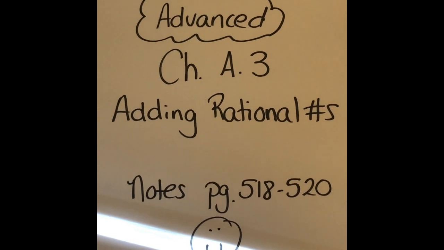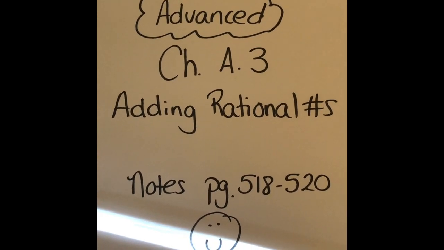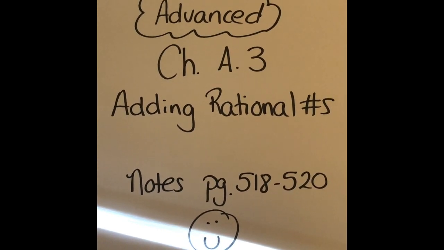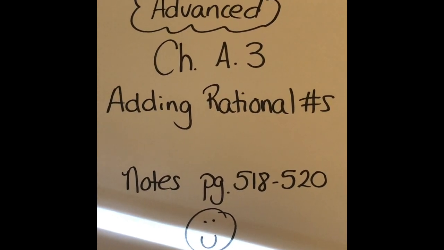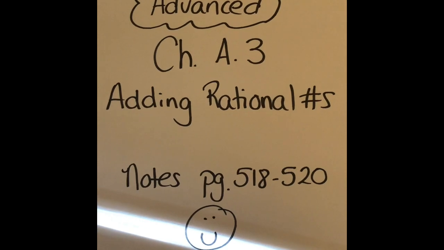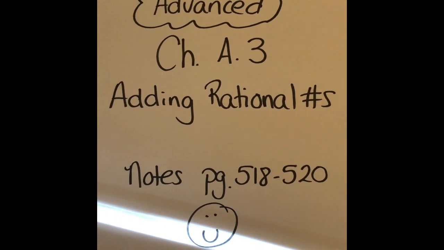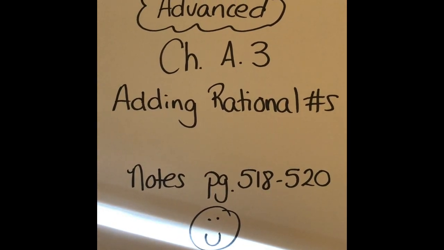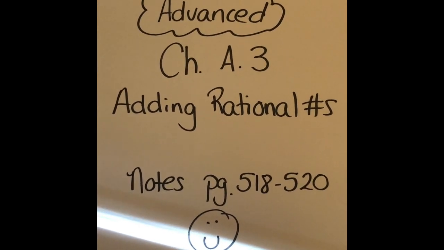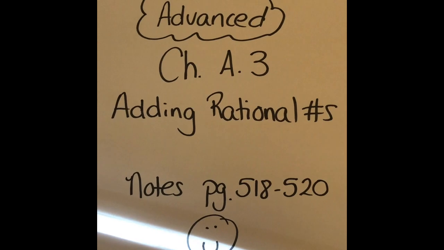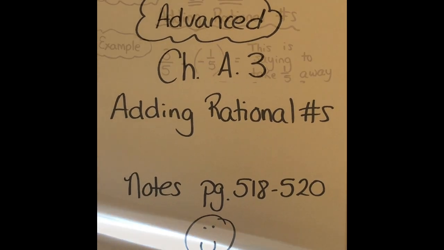This is your chapter A.3, adding rational numbers, notes. If you want to follow along in the textbook, you can do that on pages 518 to 520. Notes are not very long, so some of your prior knowledge is going to come into play here, but it is positive and negative rational numbers.